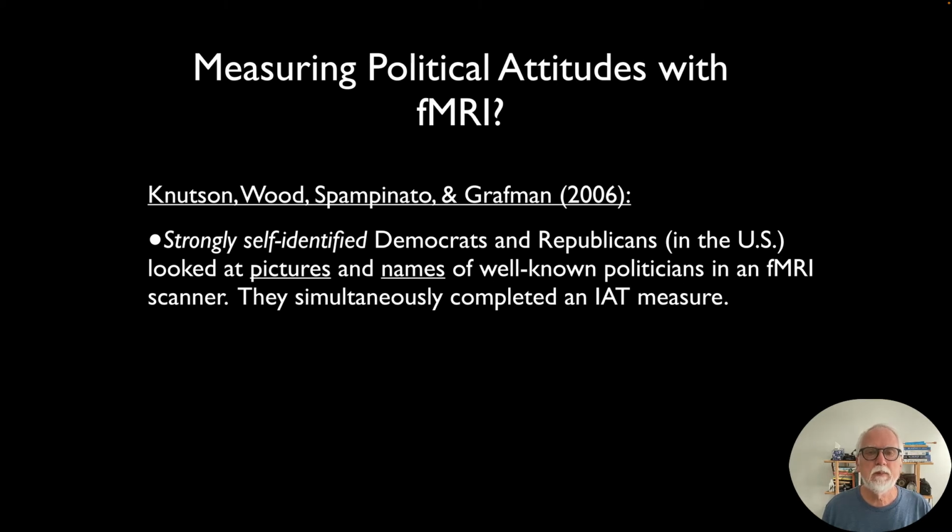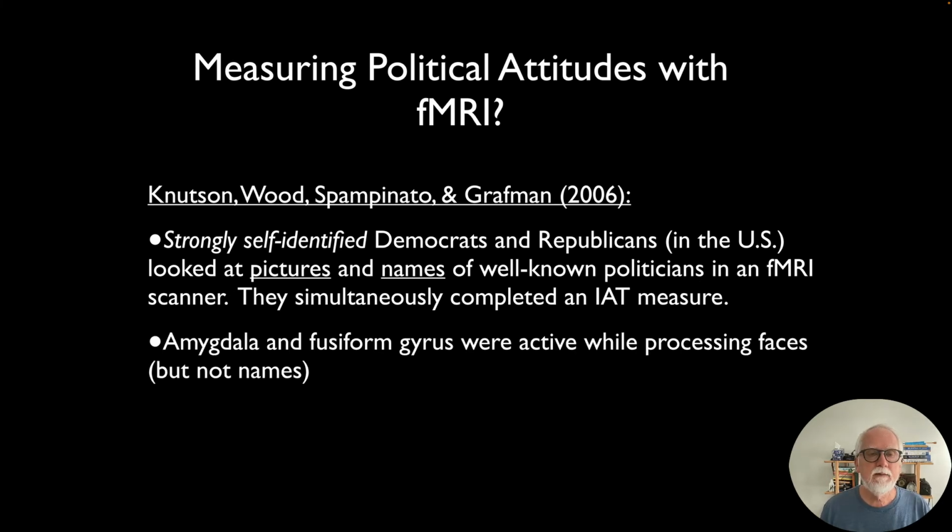They also had them complete an IAT measure. So besides looking at these pictures, they also completed an IAT. And they found that the amygdala and the fusiform gyrus were active while they looked at these faces. But they also had trials where they had names, and they didn't see the amygdala and the fusiform become activated when they just looked at names of these politicians.